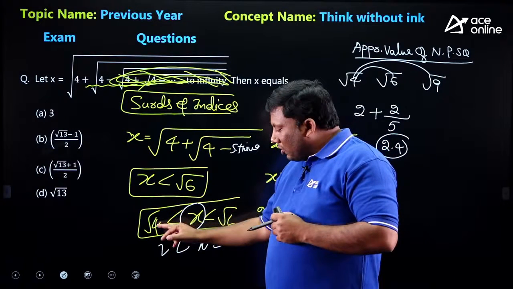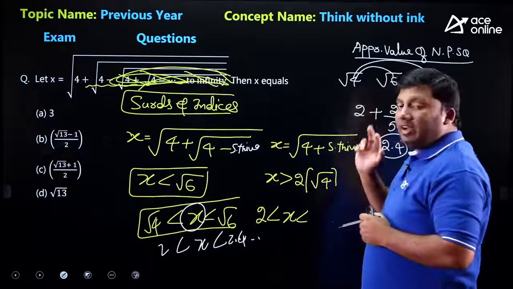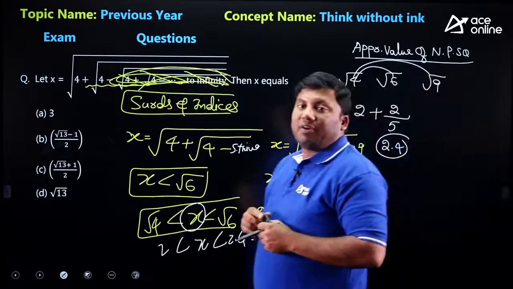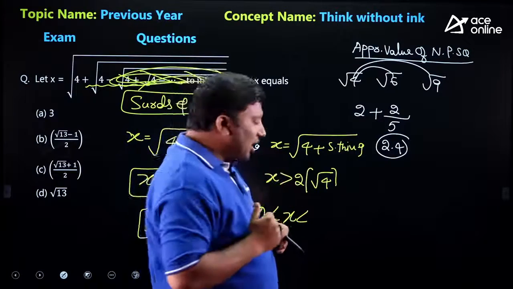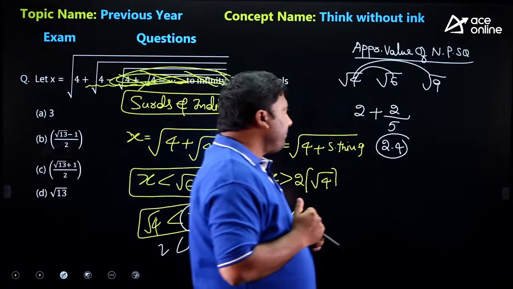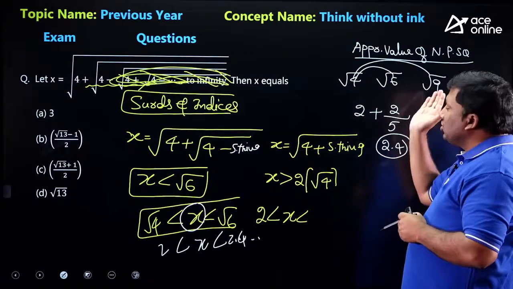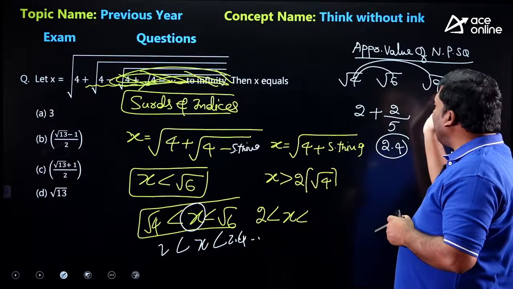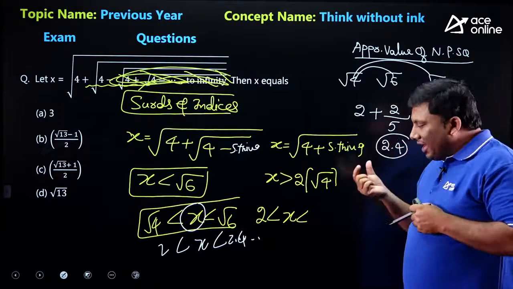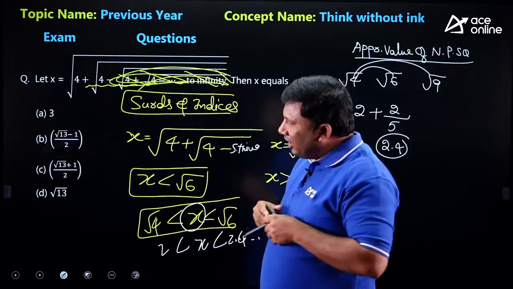Root 4 is 2. Root 6, how to find the approximate value of a non-perfect square? Root 6 lies between root 4 and root 9. 2 plus, the difference of 6 and 4 is 2, and the difference of 9 and 4 is 5. 2 by 5 is 0.4. The answer is just around 2.4.